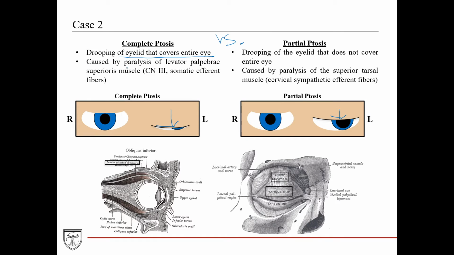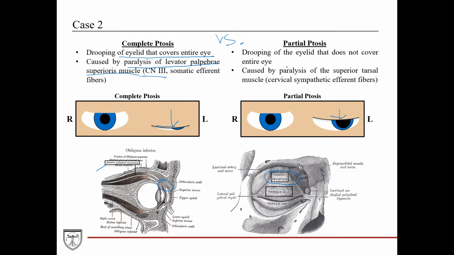Complete ptosis is caused by paralysis of the levator palpebrae superioris muscle, which is innervated by somatic fibers coming from cranial nerve 3. So we look here, here's the levator palpebrae superioris muscle, and you can see where it's coming in here and attaching to the upper eyelid. You can also see it here. Here's the tendon of the levator palpebrae superioris attaching here. As you can see, that's the major muscle that moves the eyelid up.